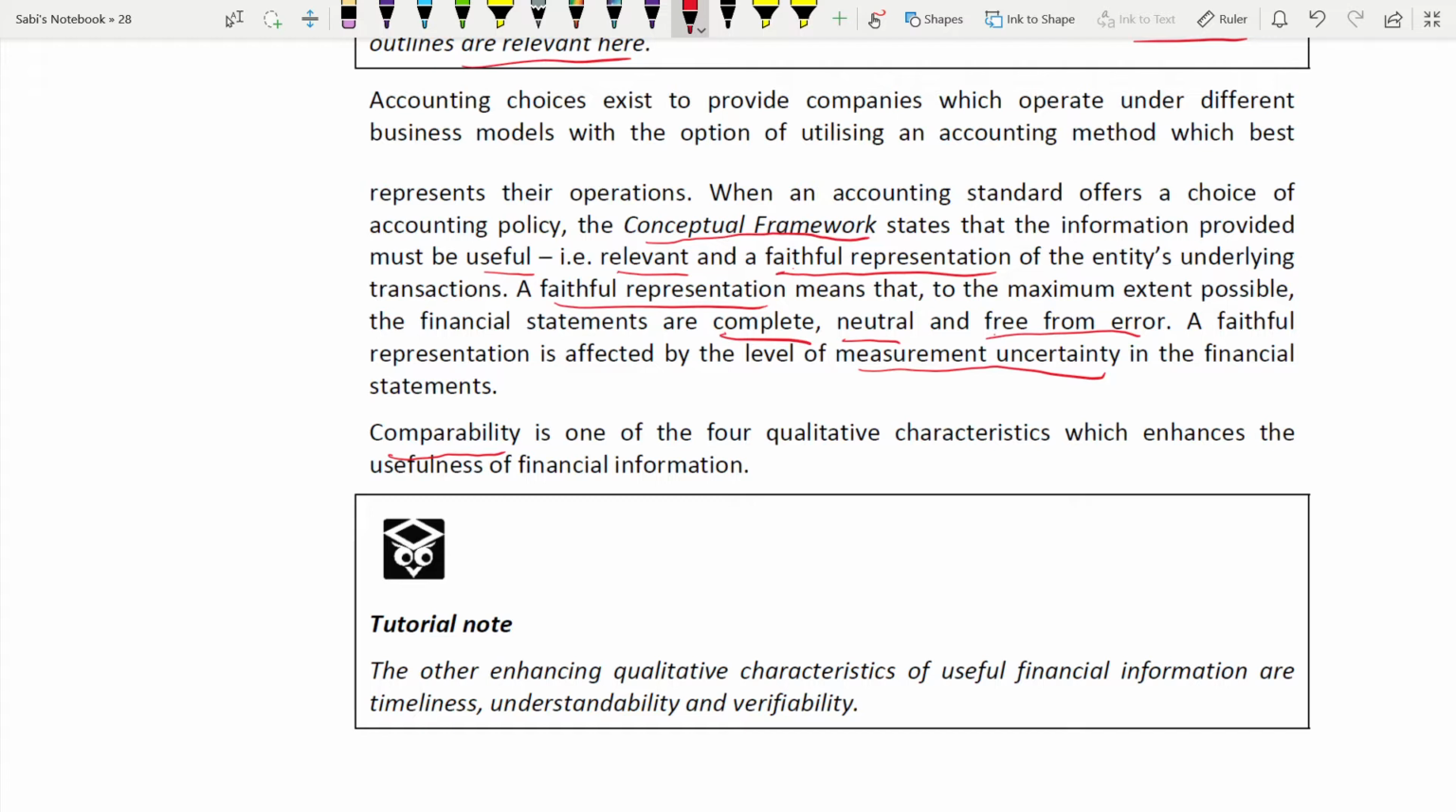Coming to the next, comparability. This is one of the four enhancing qualitative characteristics. Remember the four: comparability, verifiability, timeliness, and understandability. These are the four qualitative characteristics which enhance the usefulness of financial information.